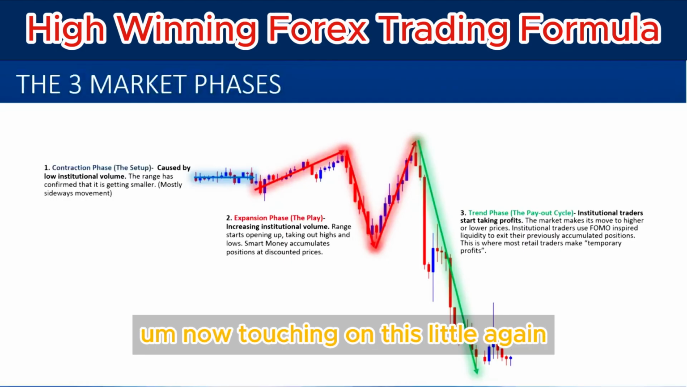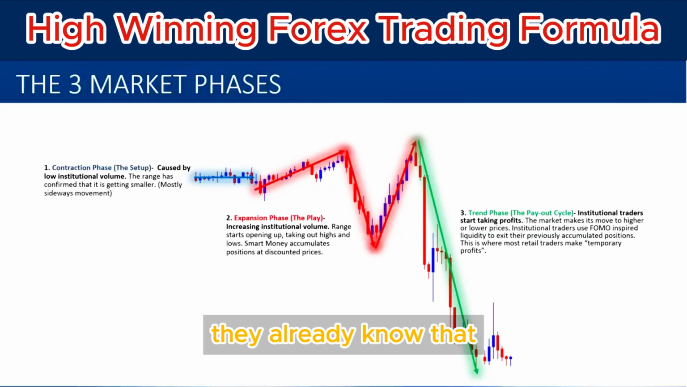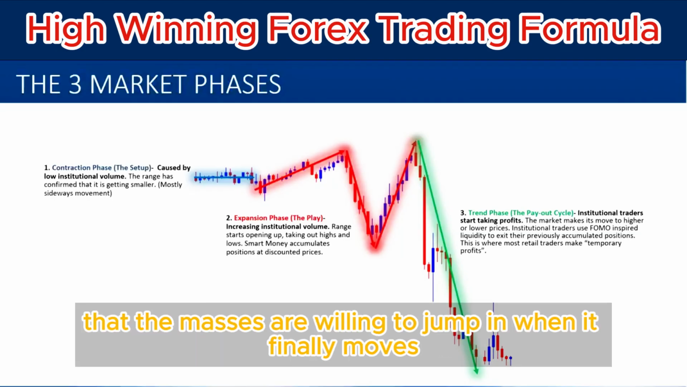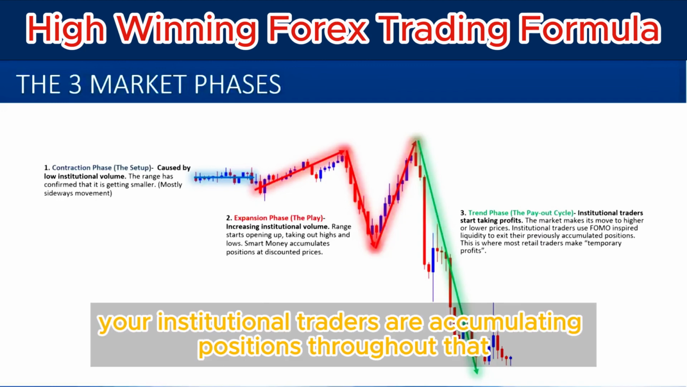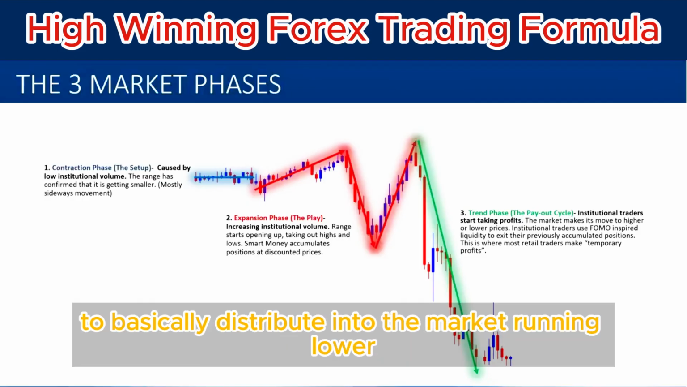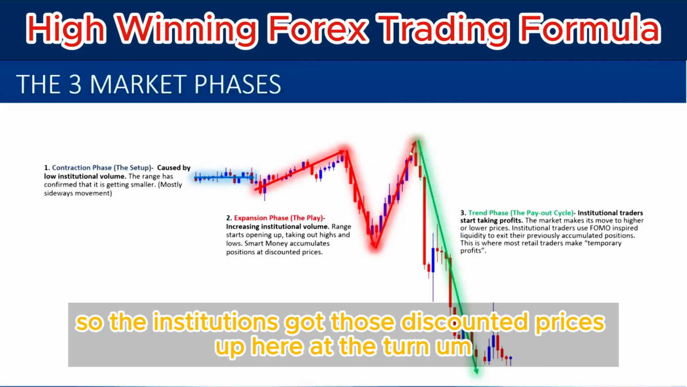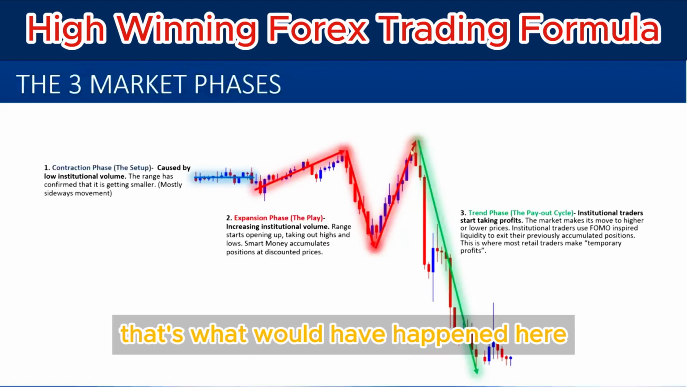Now touching on this a little again, like what I mentioned here, institutional traders have already predicted this move. They already know that the masses are willing to jump in when it finally moves. So your institutional traders are accumulating positions throughout that expansion phase to basically distribute into the market running lower. So the institutions got those discounted prices up here at the turn. In this particular illustration of the second phase, that's what would have happened here.